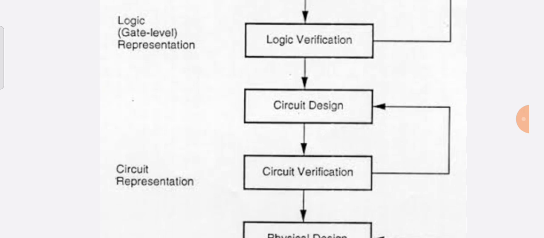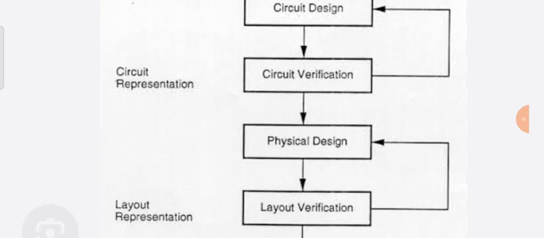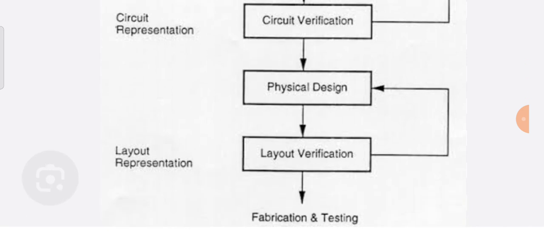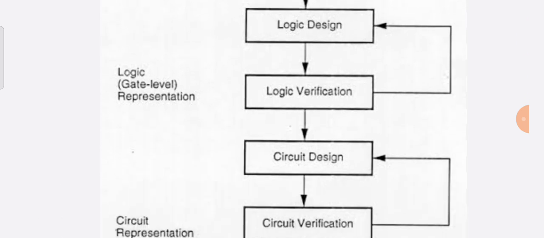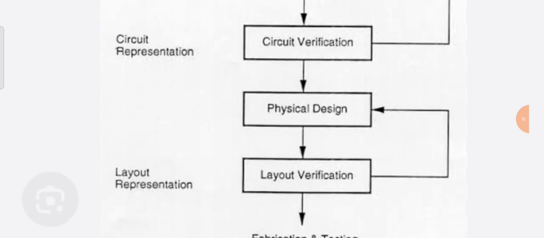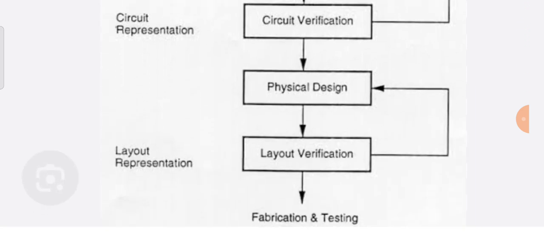Up to circuit it is front end. After that, physical design is back end. In that physical design we have some steps: partitioning, floor planning, placement, routing, compaction. Is it clear? After that you have to verify the layout you have designed. Then finally you have to fabricate it and test it. Is it clear? That means the representations are: behavioral representation, gate level representation, circuit level representation, layout level representation. Is it clear?